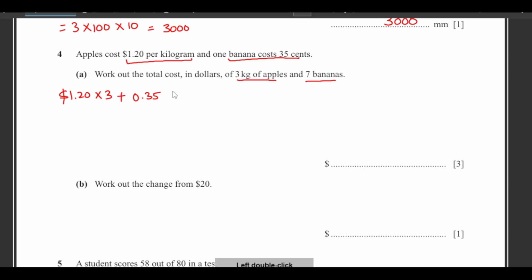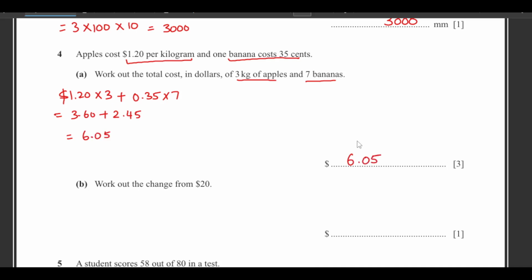dollars times 7, right? Now you just plug in the values. This is a calculator paper, you can plug in the values of all this, then you will get the final answer. So this is 3.60 plus this comes out to be 2.45. When you add together it is $6.05.